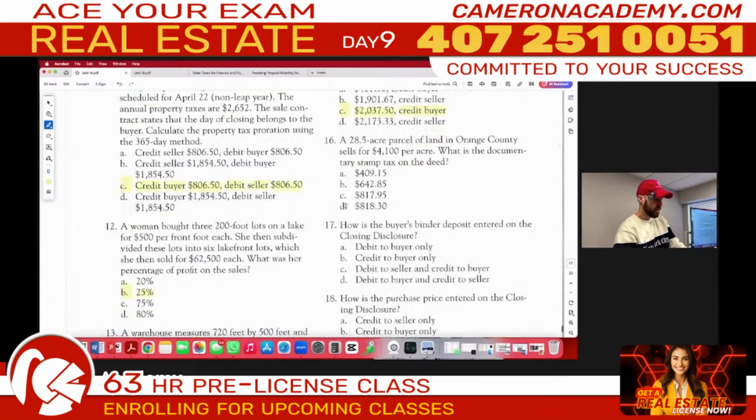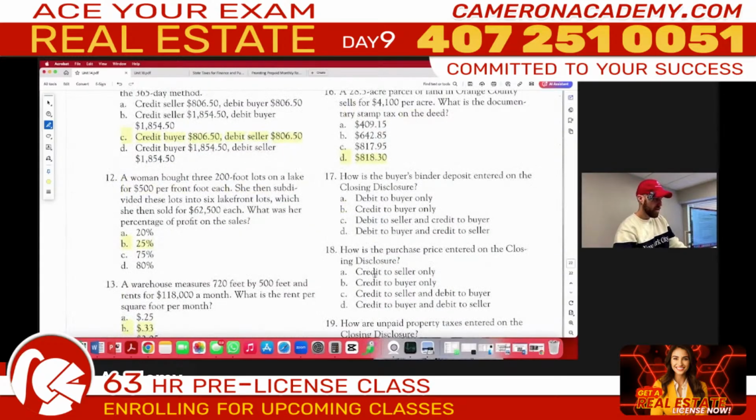We worked on 16. The correct answer was D. 17. How is a buyer's binder deposit going to show up on the closing disclosure in regard to the credits and the debits? Well, take a step back and think about, is anybody debited the deposit on the day of the closing? Because that's what the closing disclosure reveals to us. The money exchanged between the seller and the buyer on the day of the closing, not prior, on the day of the closing. The deposit, was that debited from anybody on the day of the closing?